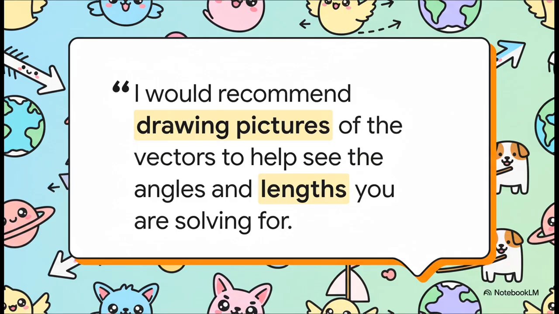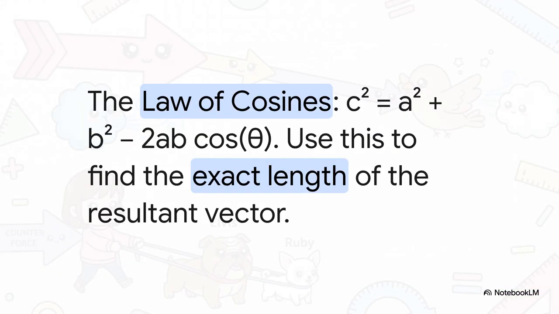It's the map that shows you exactly what angles and what lengths you're even trying to find. It frames the entire problem for you. And here it is. This is our power tool for getting that exact answer: the law of cosines. Now, I know the formula might look a little scary at first, but its job is actually pretty simple. It lets us calculate the exact length of our resultant vector, that's side C, as long as we know the lengths of the other two vectors, A and B, and the angle between them.